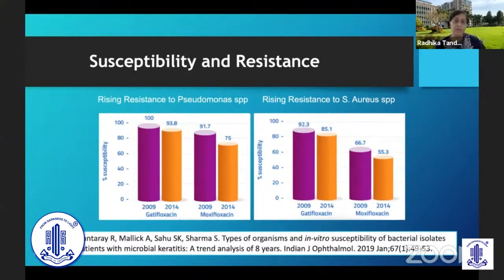their past experience. So now looking at the scenario in India, if you see the susceptibility and resistance, there is a general rising resistance of Pseudomonas to the currently largely used fluoroquinolones, gatifloxacin and moxifloxacin. And similarly, there is a rising resistance in Staph aureus as well. This has been seen in different parts of the country.